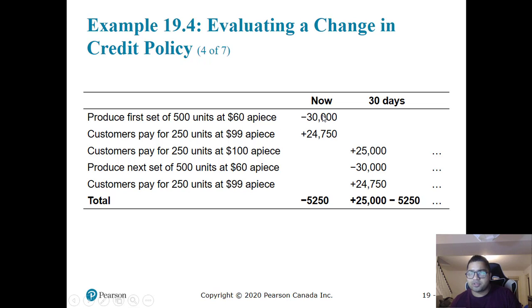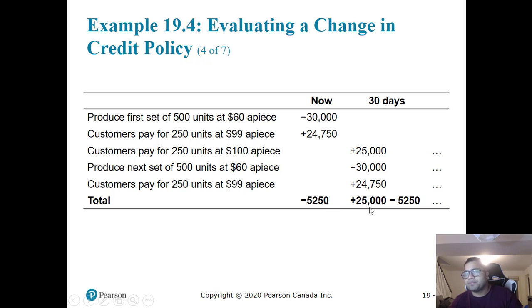So you produced 500 units at $60 a piece. So you spend $30,000, but 50% of customers pay right away. So 250 times 99, so $24,750 is paid right away. So in total, you're spending $5,250 to start the process.